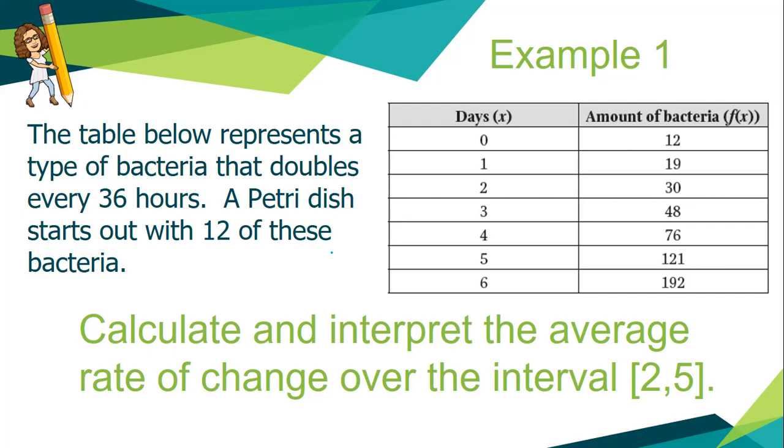Let me repeat that. You can find the slope, the rate of change, of something that's not linear. It's just not going to be a constant rate of change. It's going to be an average one. So I got a table here that represents a type of bacteria that doubles every 36 hours. In a petri dish, I put 12 of them to start out, and I let them grow for 6 days. They want me to calculate and interpret the average rate of change over the interval of 2 to 5.